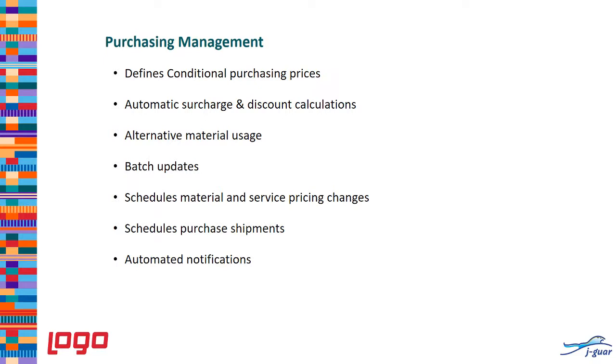You can have, again, alternative material usage, which we can apply to this module as well. You can do some batch operations such as updating the prices, the VAT changes, the dates, the procurements, lead times, lag times. This is all applicable. Schedules, materials, and service pricing changes. This is again very important, that you can automate these processes within the system.